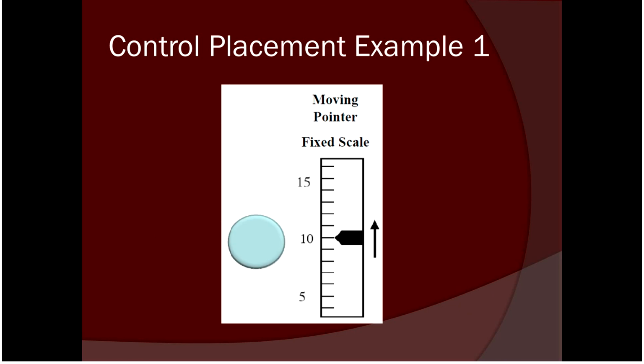So let's talk about placement. Here's a knob, the blue thing. Here's a linear scale. Which way, not just which way do I turn the knob, but where do I put the knob? Do I put it here?